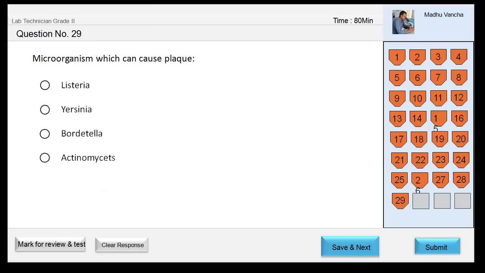Next question, microorganism which can cause plague. Option A, Listeria. Option B, Yersinia. Option C, Actinomycetes. Option D, Bordetella. Here the right answer is option B, Yersinia. Yersinia pestis causes plague disease. It is a zoonotic infection. It is transmitted from animals to humans, which means it is transmitted from rats to humans.